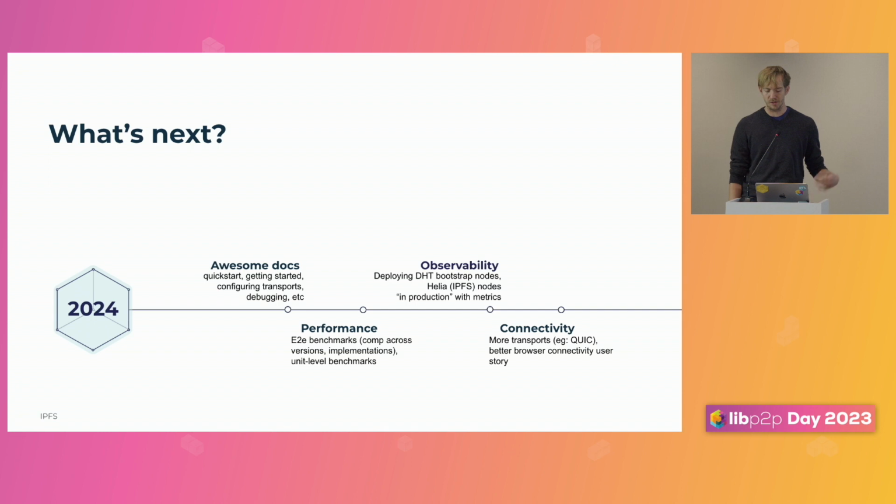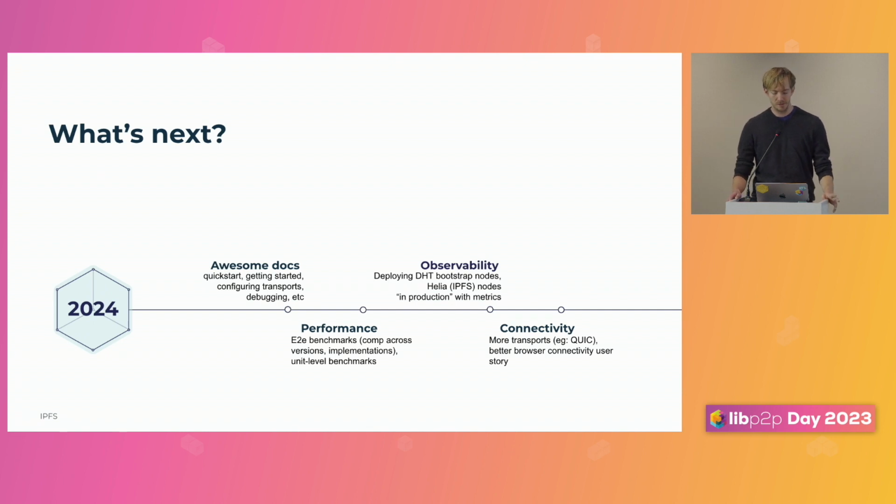So just having everything like a quick start, getting started. How do I debug JS libp2p? How do I turn on enhanced logging or tracing? Things like that. It's going to be really big to actually share all of the changes that we've done with the community.